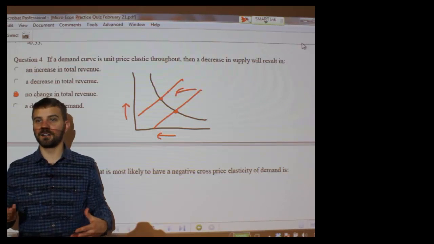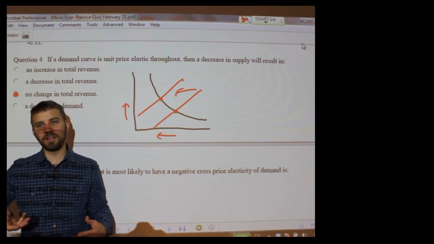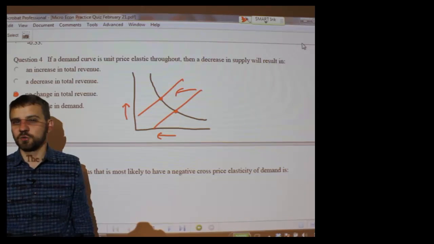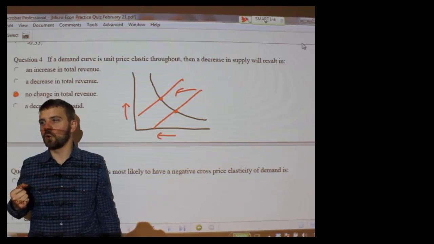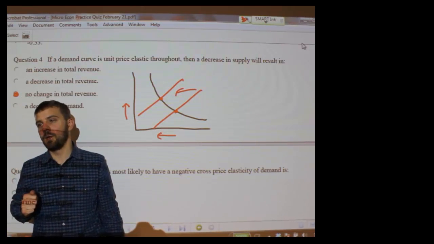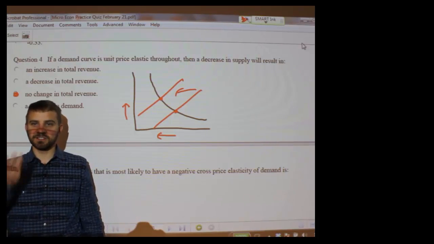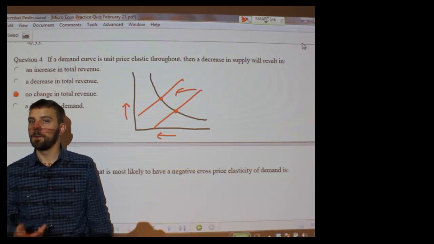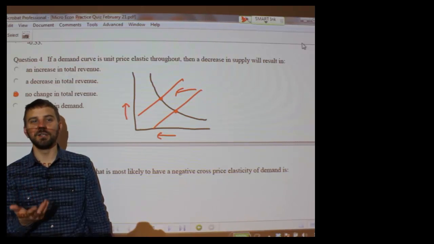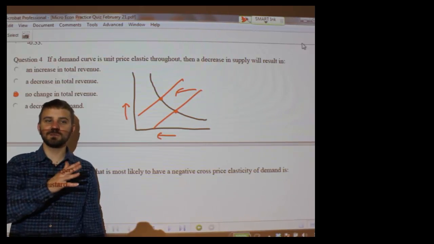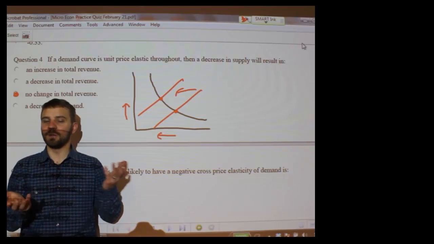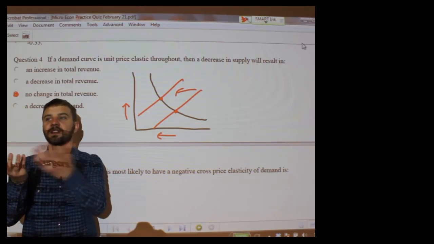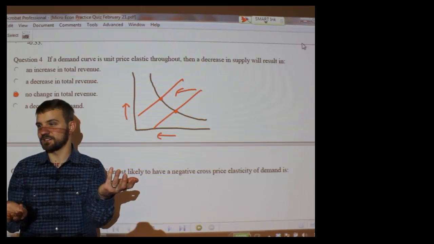Think about it like an addictive good. If you increase the price, people are going to basically still consume the same amount. So you're going to increase your revenue. But if it's elastic and you increase the price, you lose a lot of customers. So your revenue will fall. But if it's unit price elastic, you increase the price, you lose customers, but if you increase the price by 10%, you lose 10% of your customers. So your total revenue stays the same.